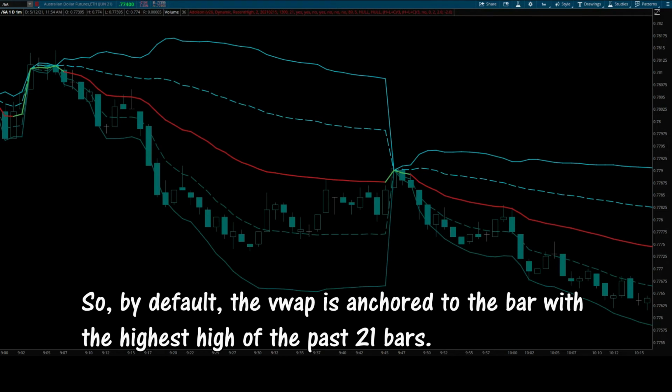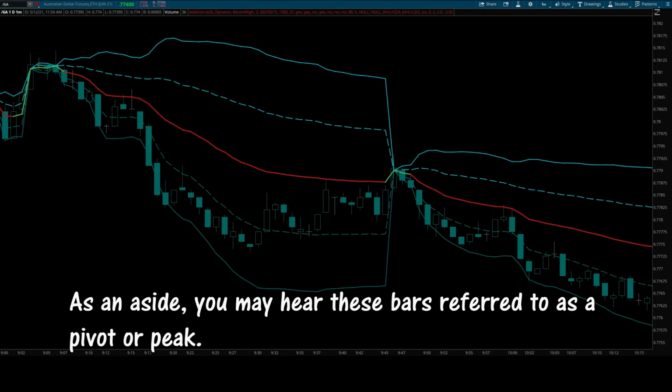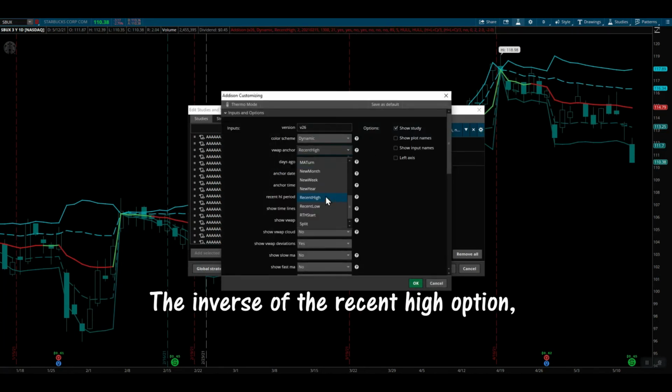So, by default, the VWAP is anchored to the bar with the highest high of the past 21 bars, provided this high bar is higher than the next bar. As an aside, you may hear these bars referred to as a pivot or peak. VWAP Anchor Parameter Option: Recent Low.